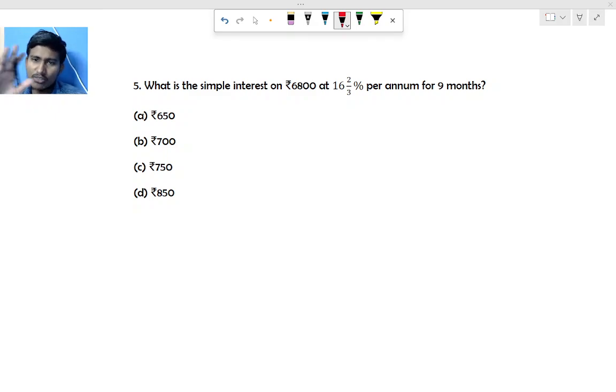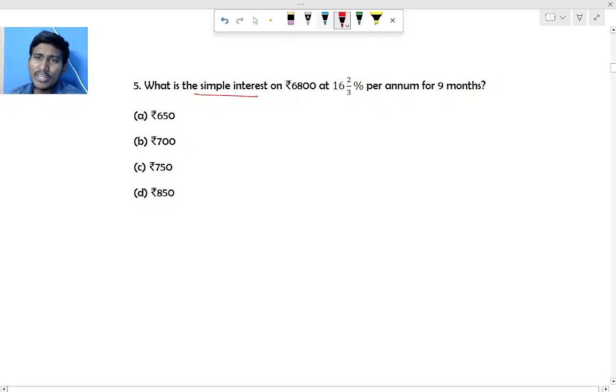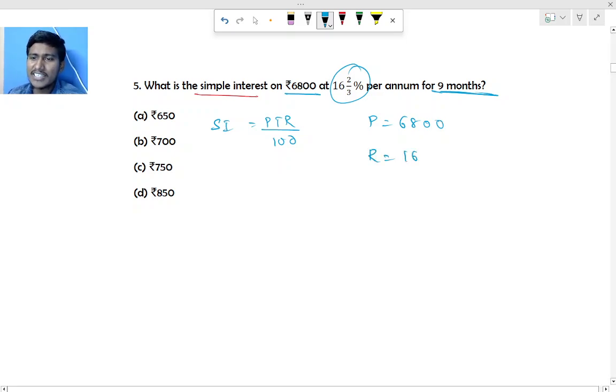Yes. So let us solve the fifth question now. Okay. So what is the simple interest on 6800 at 16 and 2 by 3% per annum for 9 months? So we know simple interest, how do we find it? PTR by 100. Here principal is 6800 rupees. Rate of interest is 16 and 2 by 3.